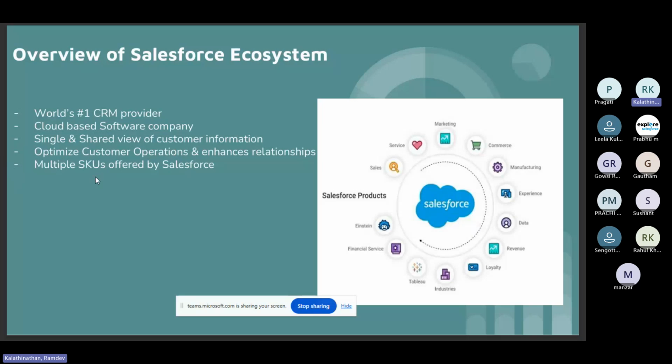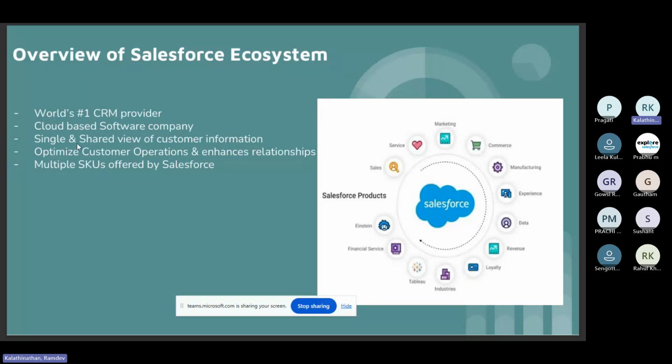So what I mean to say is, for the third point, when I say single and shared view of customer information, I mean to refer to Salesforce as a product, right? If you see, all the details of the customer will reside in one place, and that is your CRM, and that's Salesforce, right? So if you have all information in one place, you can take action. Let's say, for example, I would want to send an SMS to a particular customer. It can be possible, right?